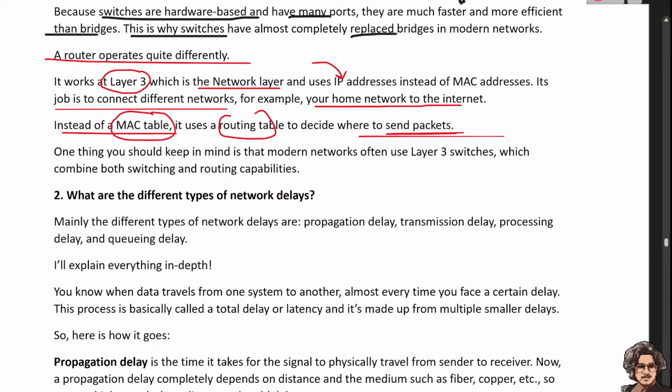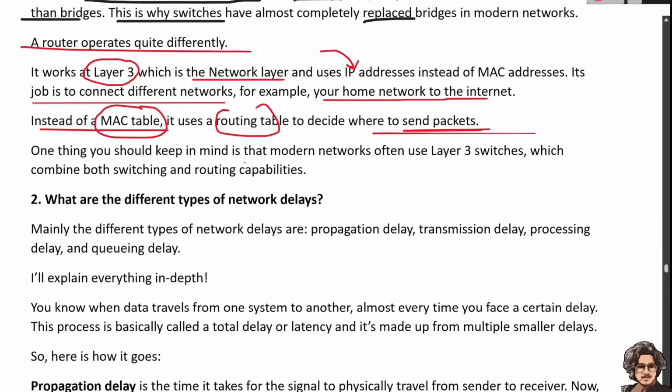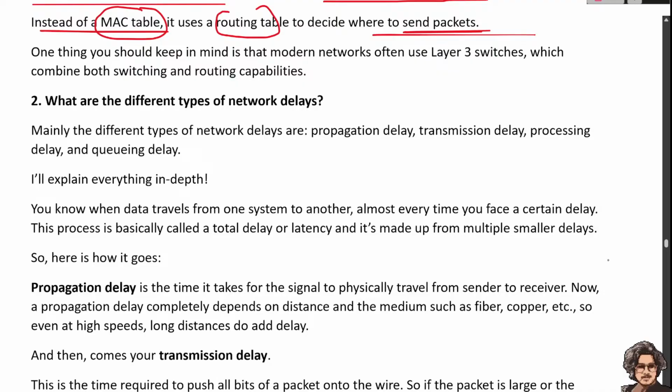What are the different types of network delay? Mainly, the different types of network delay include propagation delay.